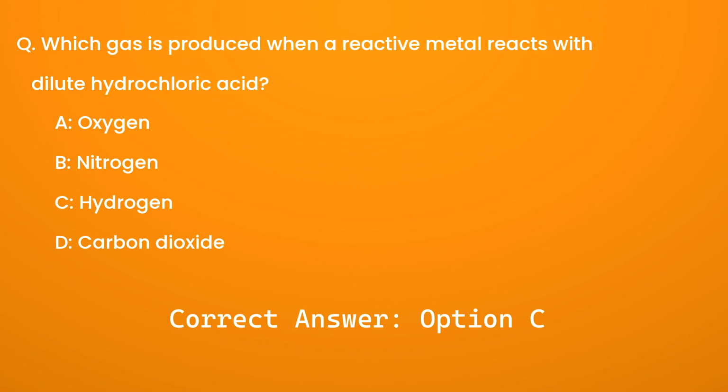The correct answer is option C, which is hydrogen. When a reactive metal reacts with dilute hydrochloric acid, hydrogen gas is produced.